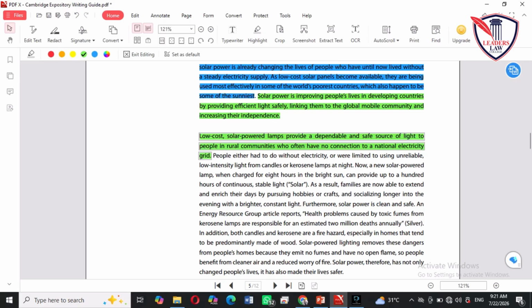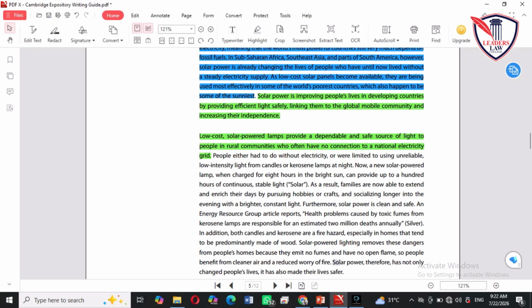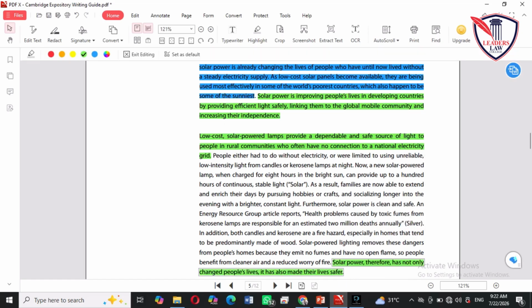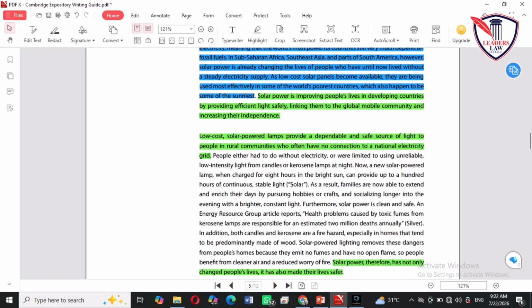So in the further lines, you can see the writer is discussing this concept of safe source of light. And then he ends it with: solar power, therefore, has not only changed people's life, it has also made their life safer. So you see, the opening of the paragraph and the ending of the paragraph are quite similar, on the same theme, on the same point. So the second point is linking them to the global mobile community.